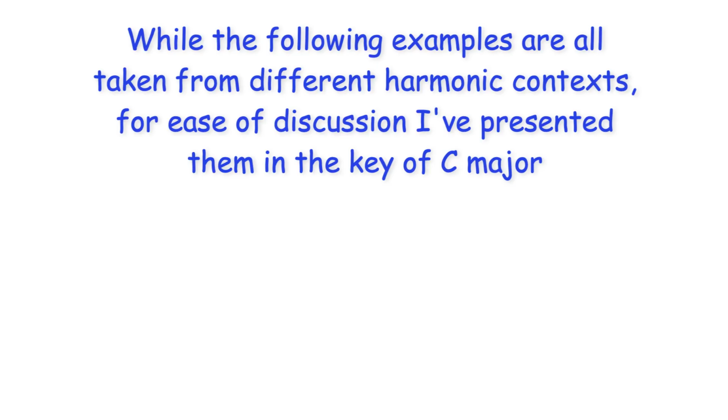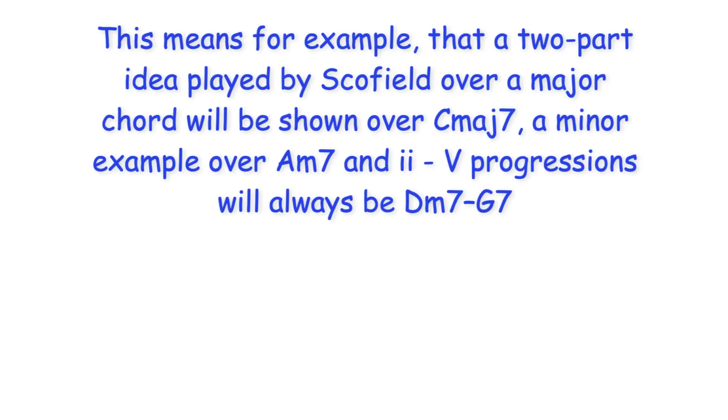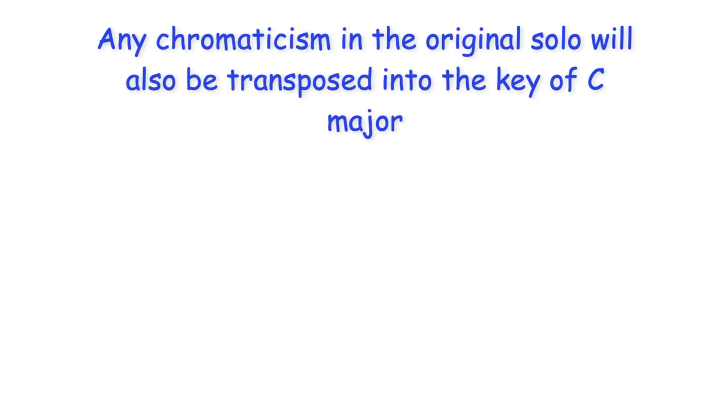key of C major. This means, for example, that a two-part idea played by Scofield over a major chord will be shown over C major 7, a minor example over A minor 7, and 2/5 progressions will always be D minor 7 to G7. Any chromaticism in the original solo will also be transposed into the key of C major.